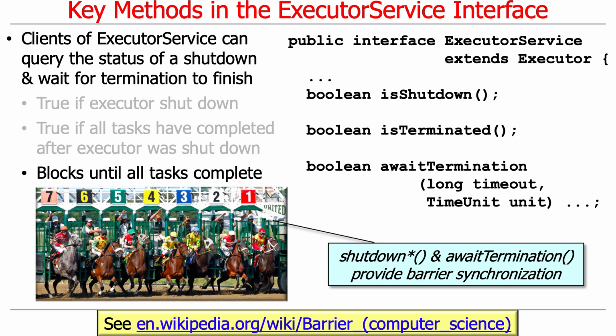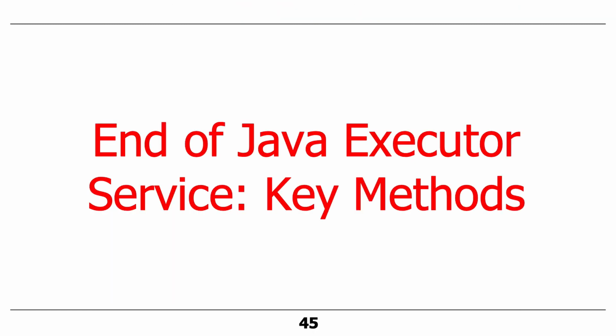You can think of the shutdown methods and the awaitTermination methods as providing a form of what's called barrier synchronization, and we'll talk more about barrier synchronization later. Okay, so that is the end of that.